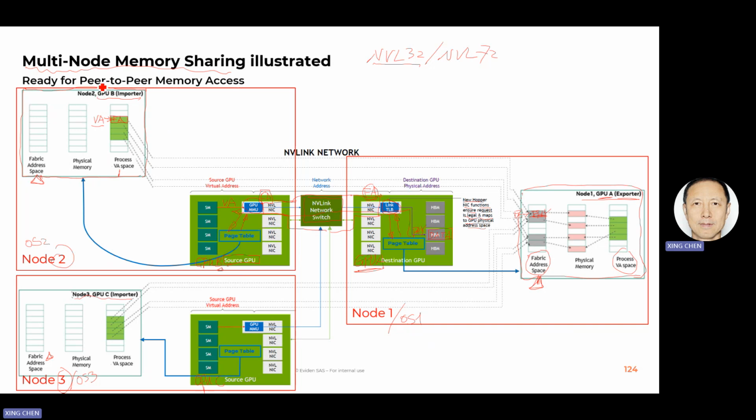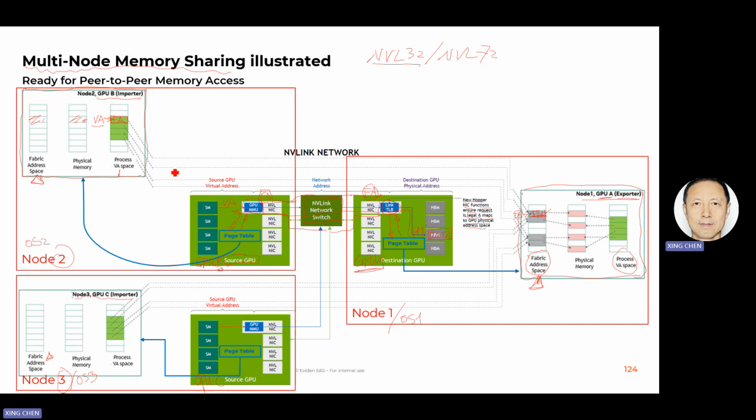And between these page tables, everybody is managing its own page table. If this node 2 is going to export its memory to other nodes, the same thing is going to happen. Its fabric address is going to be filled in, and this physical address is also going to be filled in. So this is how things happen under the hood.